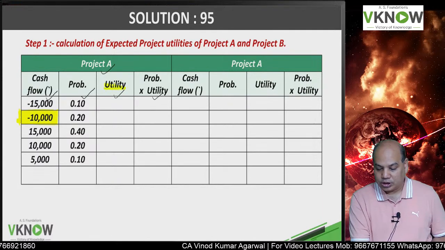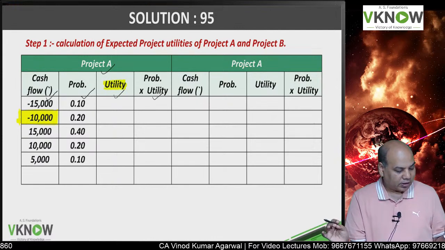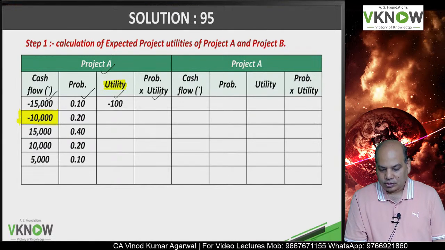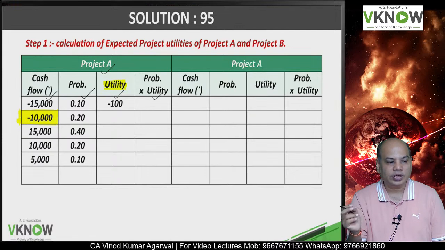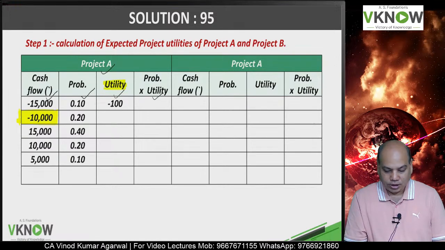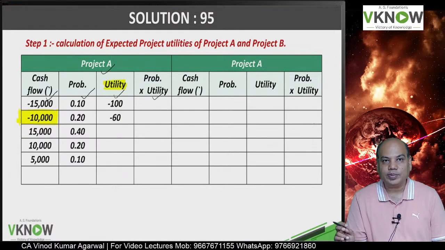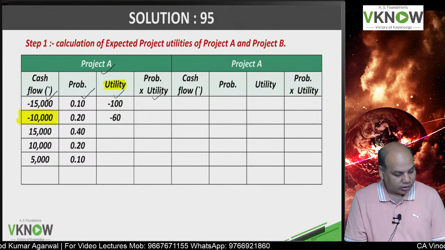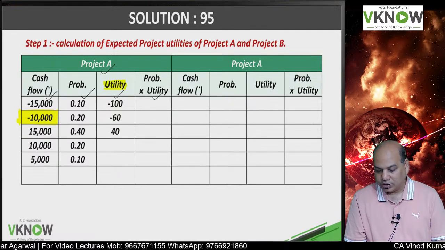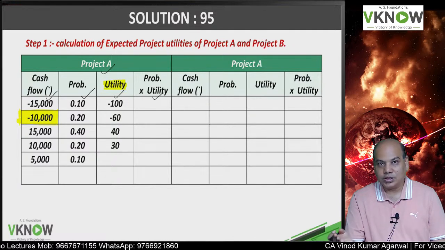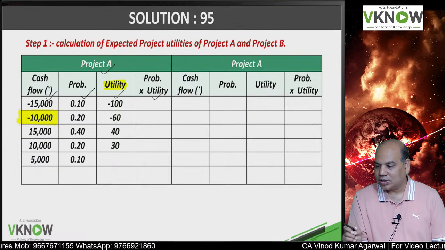Now how do I write utility? What is the practice of this company? If cash flow is minus 15,000, the company assigns a utility value of 100 negative. If cash flow is minus 10,000, the company assigns a utility value of minus 60 from the original table in the question book. If cash flow is plus 15,000, 40. If cash flow is 10,000, 30. If cash flow is 5,000, how much utility will the company assign to that cash flow?